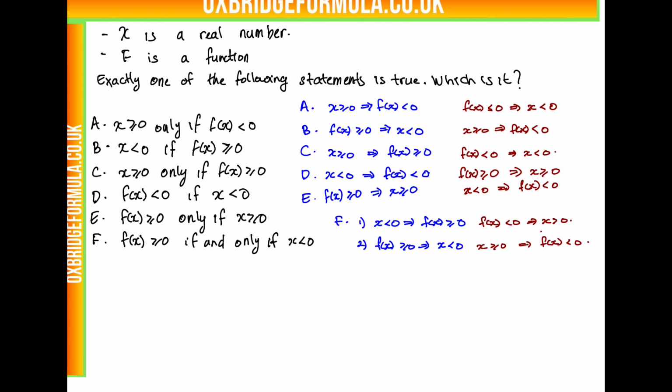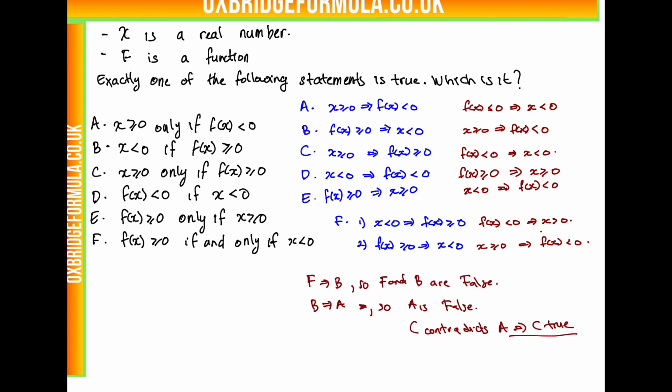In particular, what we're looking at is the contrapositive of each statement. The contrapositive of statement A is that if f of x is less than or equal to 0, then x is actually less than 0, because otherwise A would hold. Similarly, I've written down the contrapositive for every single statement here, including both parts of the statement in F. And now the goal is to try and find statements that contradict each other.